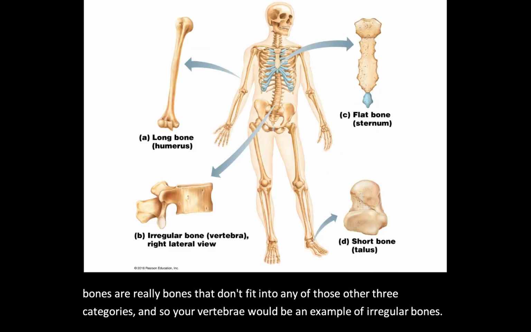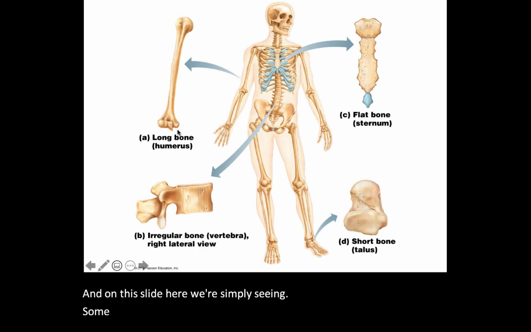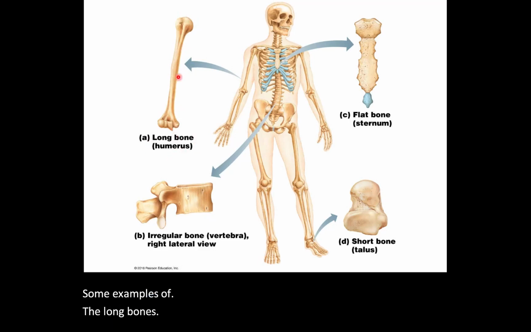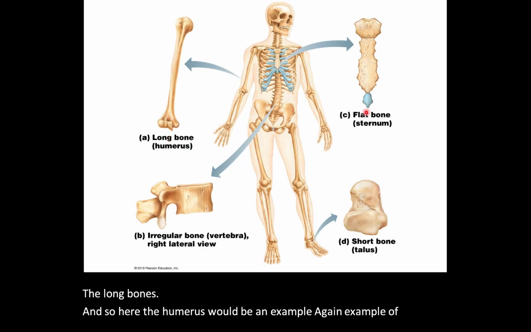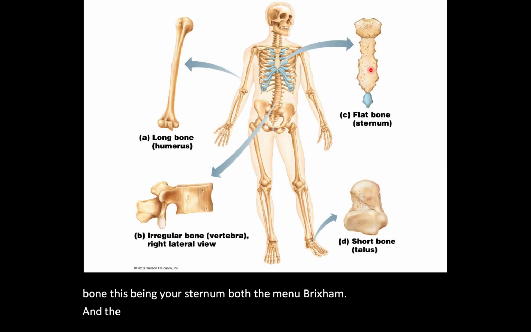And on this slide here, we're simply seeing some examples of the long bones. Right, so here the humerus would be an example. Again, an example of your flat bone, this being your sternum, both the manubrium and the body of the sternum, and the xiphoid process.